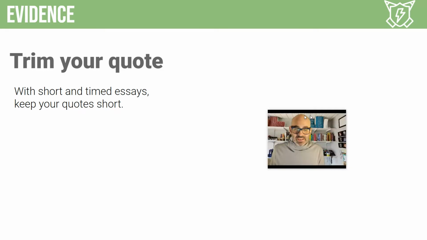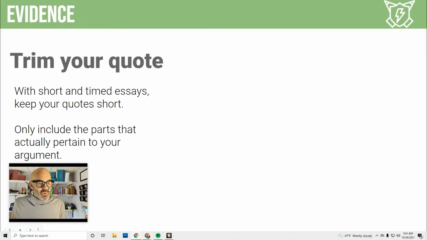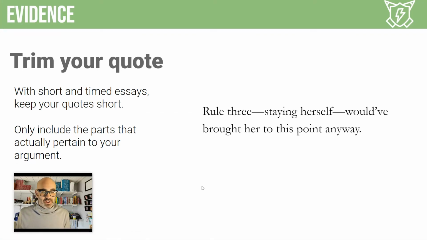So now, once we have a quote, we need to trim that quote down. So with short and timed essays especially, keep your quote short. The essay you're about to write for class is only 500 words, so it's best to keep that essay as short as possible. You couldn't see me. Here I am. Only include the parts that actually pertain to your argument, though, so you don't need the entire quote always, which is what we're going to practice right now, cutting this down.